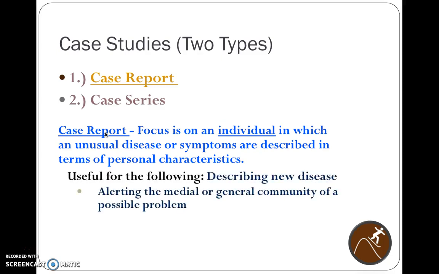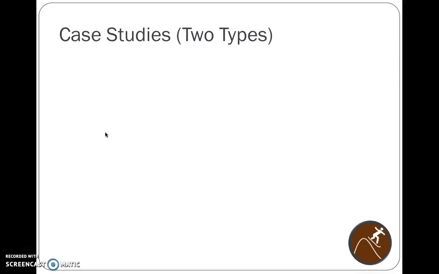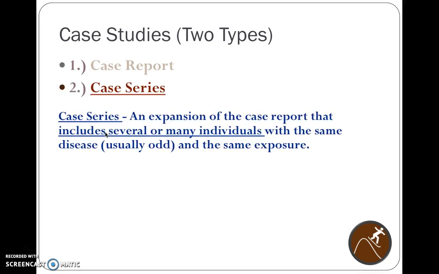So we use this to describe new diseases and alert public health. Not so much of an effective type of study, again, for statistics. Case series are just like the case reports, except they may relate to several people or many people.